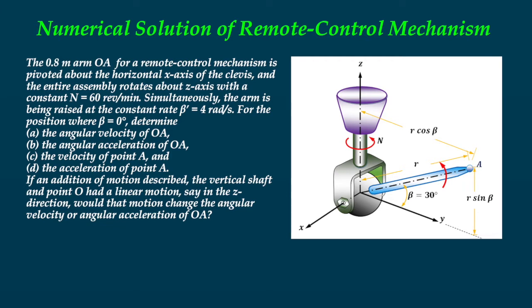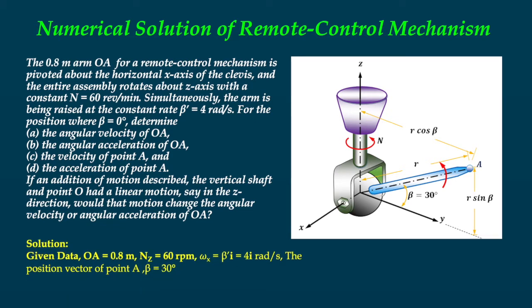As usual, for all other problems, we also here note down the given data. What are the given data? The magnitude of OA is 0.8 meter, nz, means this n here, it is rotating about z axis, that is represented by nz, 60 rpm, and we know omega x, that is given 4 radian per second, and what's the direction? Let's consider it as x direction. Then this unit vector is i, and for a certain position at a particular instant the beta value is 30 degree.